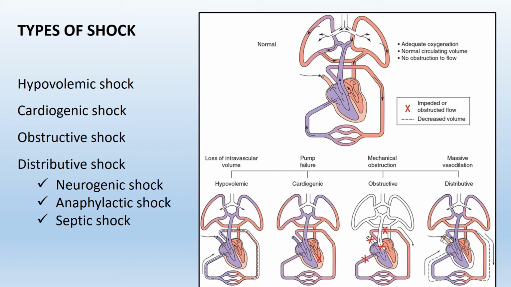Now, distributive shock is a loss of vasomotor tone, enlargement of the peripheral vascular compartment, and displacement of the vascular volume away from the heart and central circulation. There are three types: neurogenic, anaphylactic, and septic, and they're all due to massive vasodilation.